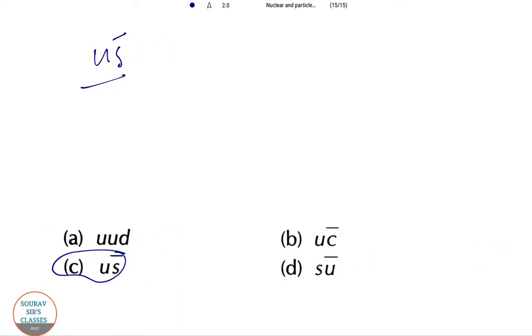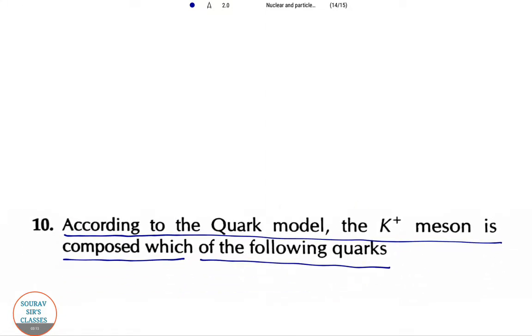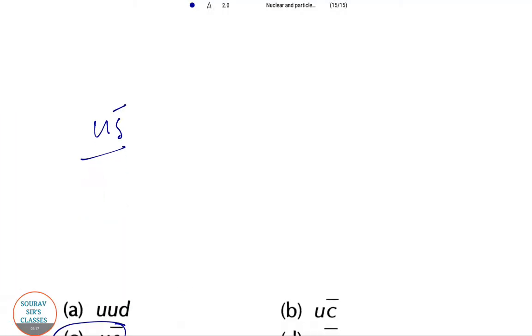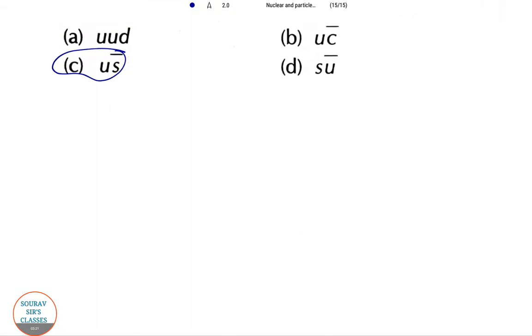If you go again to the question: according to the quark model, the K plus meson is composed of which of the following quarks? The options are UUD, UC, US and SU. C, US, is the answer.